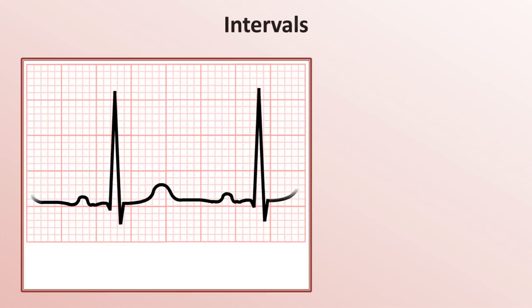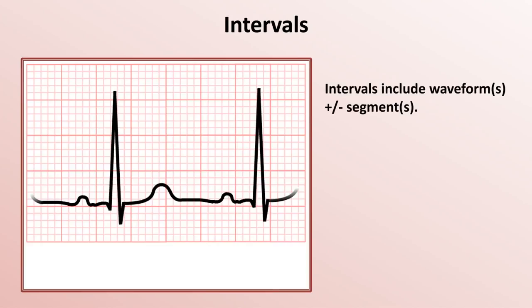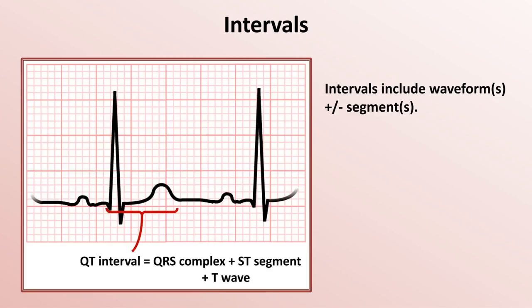Next, we have the intervals. Intervals are durations of time that include one or more waveforms, plus or minus one or more segments. For example, the PR interval is the sum of the durations of the P wave and the PR segment. The QRS interval is equal to the duration of the QRS complex alone. The QT interval is equal to the sum of the durations of the QRS complex, ST segment, and T wave.